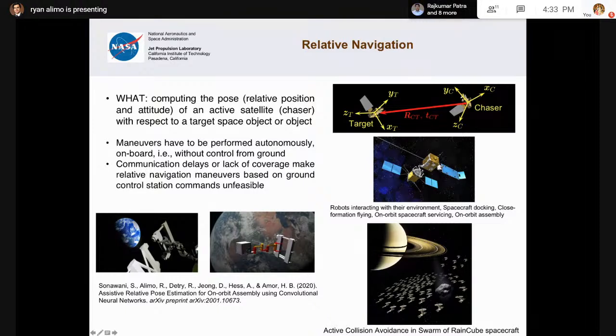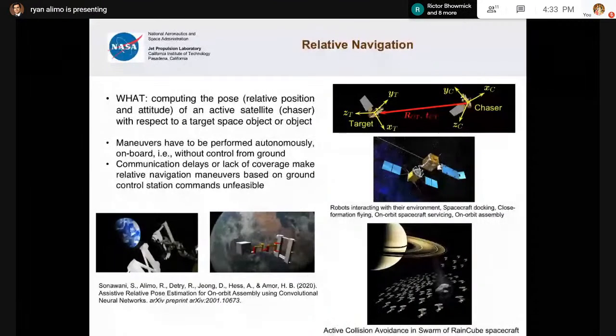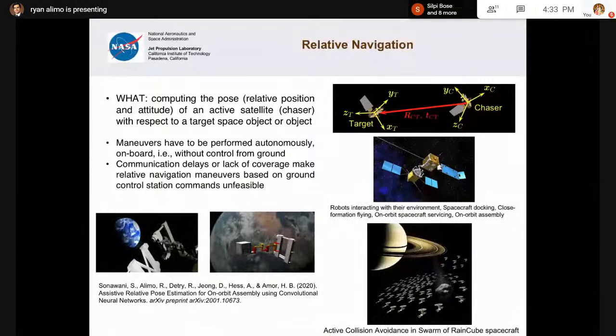So you need to be able to accurately find their relative distance, relative velocity, rotation, and other things to be able to perform your task. However, all of this needs to be autonomous and onboard. Sometimes you don't have time to do the calculation on Earth, and it's not feasible to do some of the things remotely and then send them back to the spacecraft.